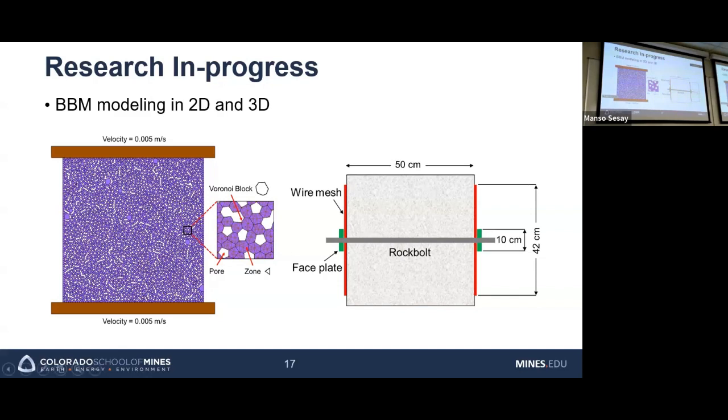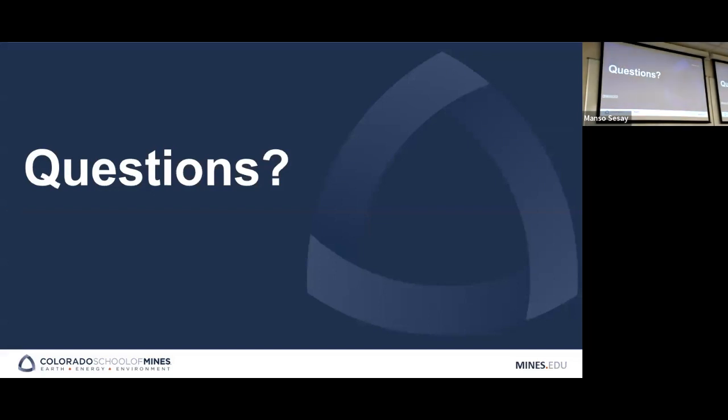And one more thing, this rock has 26% porosity. So we are also trying to model that porosity in the numerical model, to see with the inclusion of these pores how the deformation mechanism and the failure mechanism of this pillar will change. Yeah, thank you.